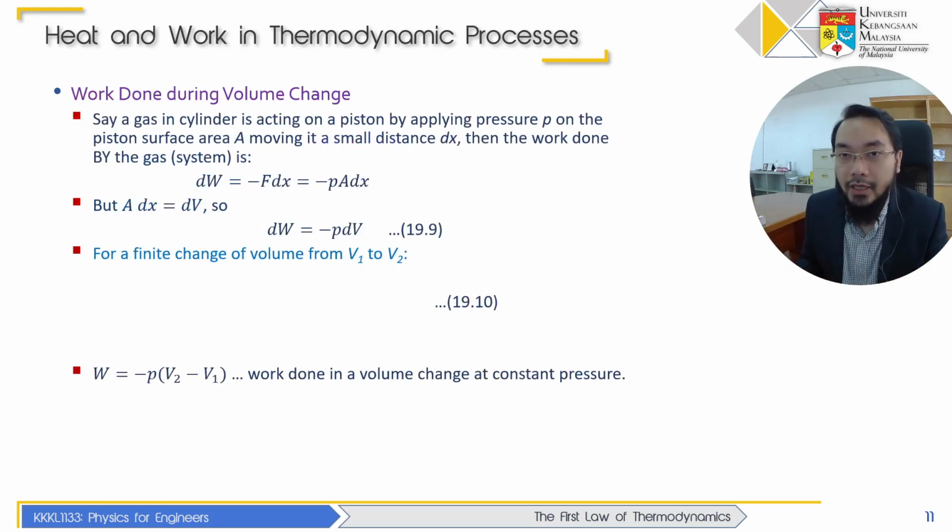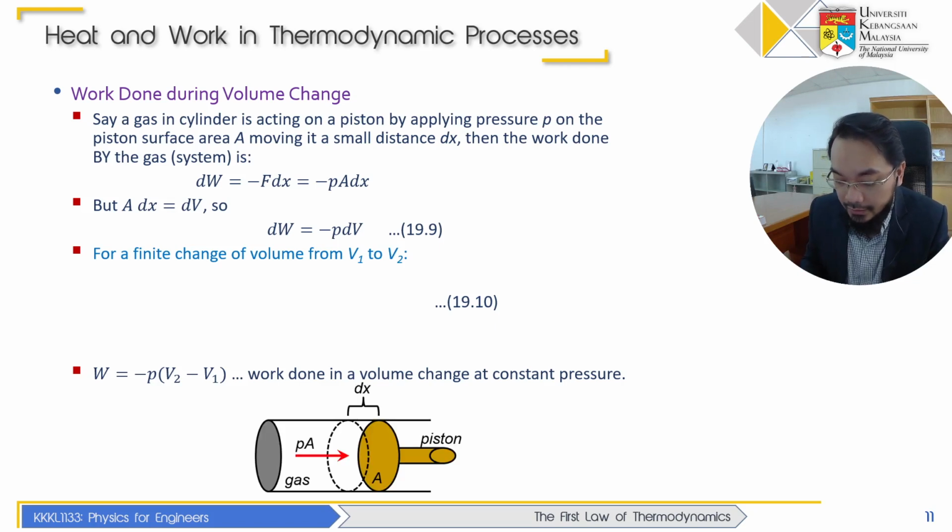So let's look at some of the model or description equations to see how we calculate work done. Here is an example of work done during volume change. Say a gas in a cylinder is acting on a piston by applying a pressure P on the piston surface area A, moving it a small distance dx. Then the work done by the gas, or by the system, is given by this.